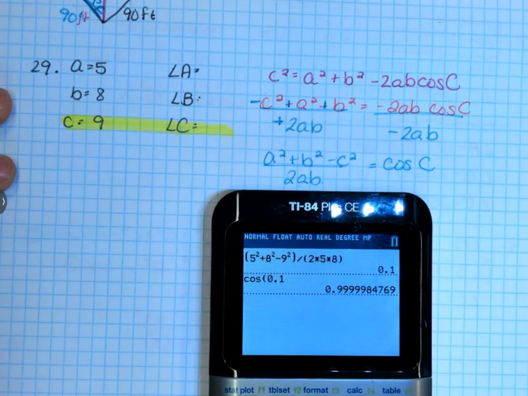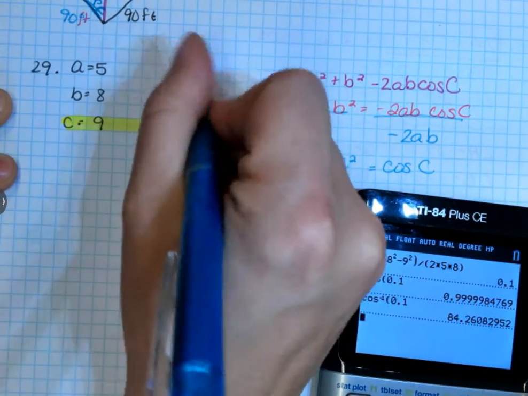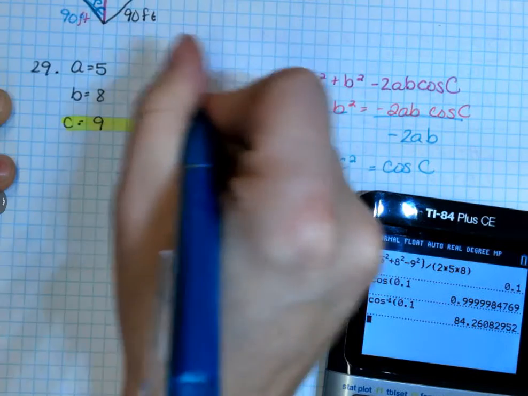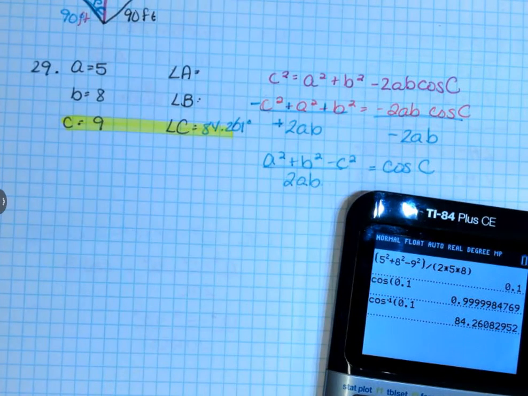Oh, I just did cosine. I was like, why did I? Take a moment. Look at your answers and make sure they make sense, because that sure as heck didn't make sense. Okay, so I'm going to have 84.201 or 261 degrees. And then you can switch to law of sines to finish it.